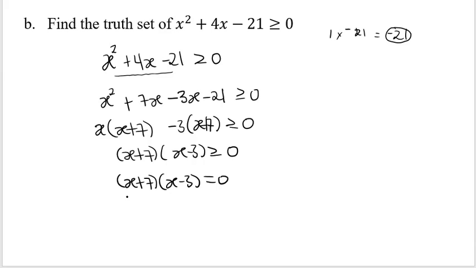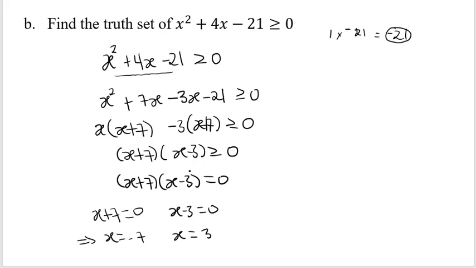So we take each factor, then we equate it to 0. Therefore, we are going to have x plus 7 is equal to 0. This implies that x is equal to negative 7. Then for the x minus 3 being equal to 0, we are going to have x being equal to 3. So these two values, we are going to analyze them.